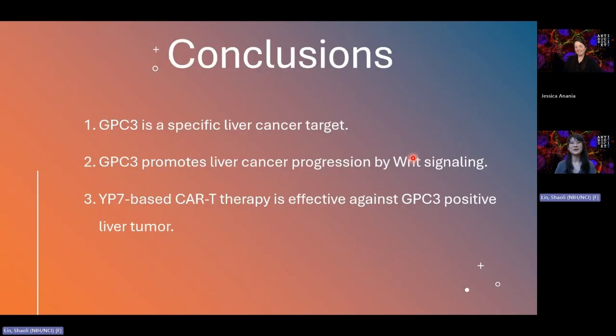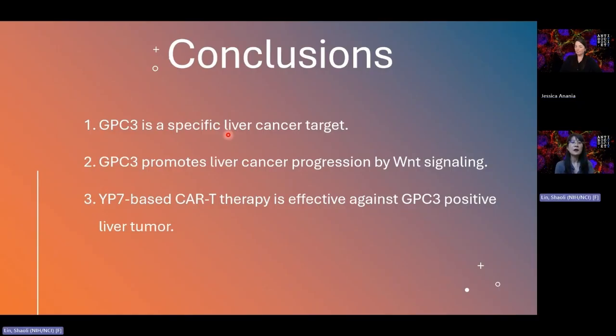Overall, our conclusions here and our finding is that GPC3 is a specific liver target, and it promotes liver cancer progression by activation of Wnt signaling and beta-catenin. And YP7-based CAR T therapy is effective against GPC3-positive liver tumors. Oh, brilliant. So how is your work progressing after this? What's your next stage? If this is in clinical trials, are you following that, or are you working on new targets in the lab?